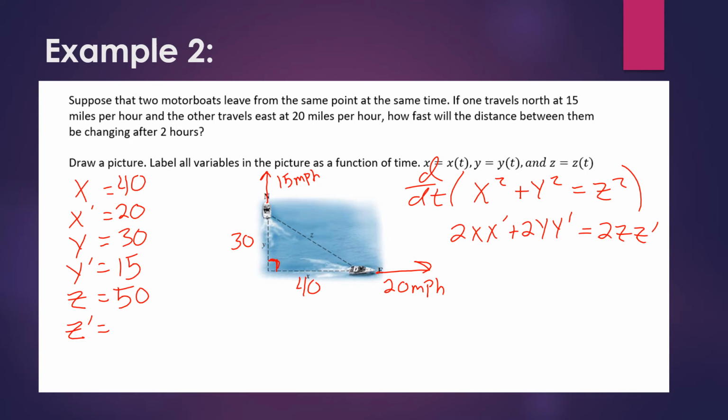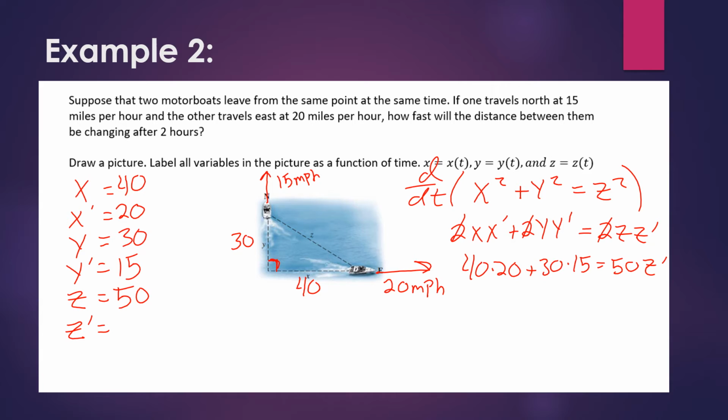From here, I could just go ahead and divide everything by 2. All the 2's will go away. And I can plug in here. I know that x is 40 and x prime is 20. So this will be 40 times 20, plus y is 30 and y prime is 15, so this would be 30 times 15, equals z is 50, z prime.